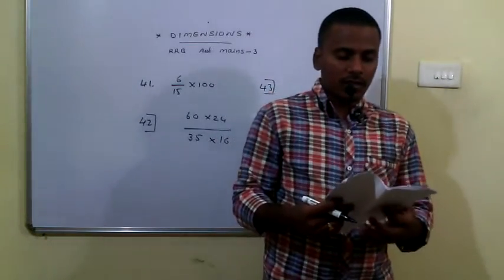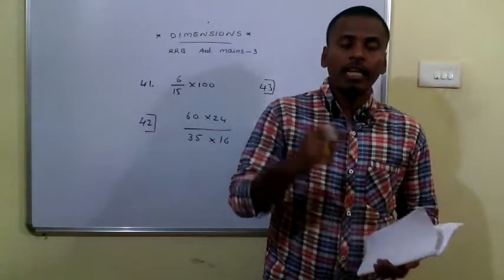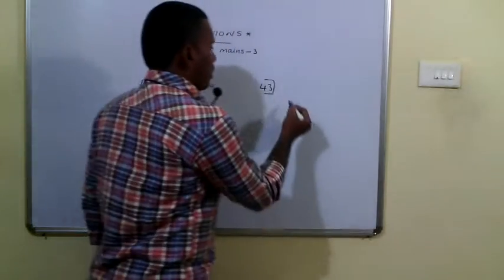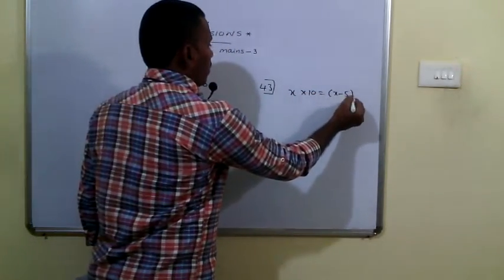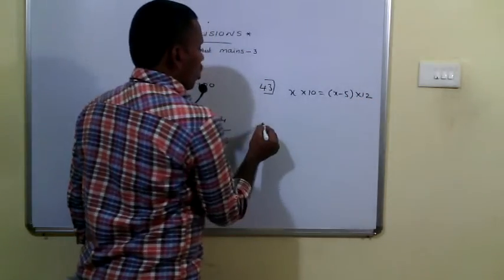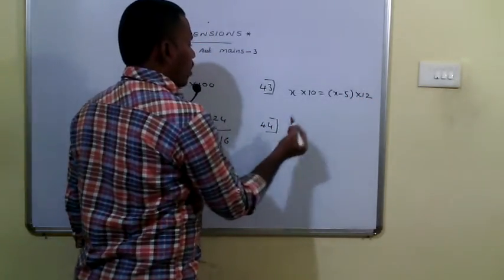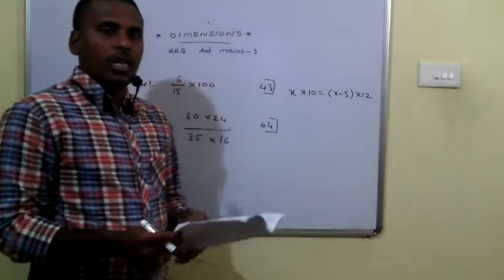Then the number of workers originally hired was. Initially, just suppose the number of workers as X. So X persons complete the work in 10 days, and X minus 5 persons complete it in 12 days. So on solving this, you will get the value of X, which is the number of workers originally hired.